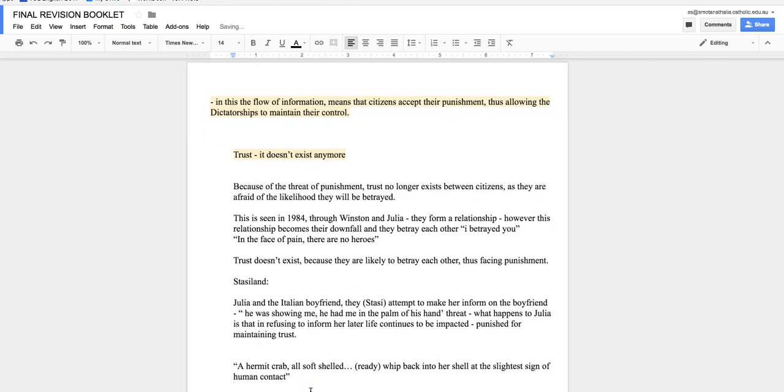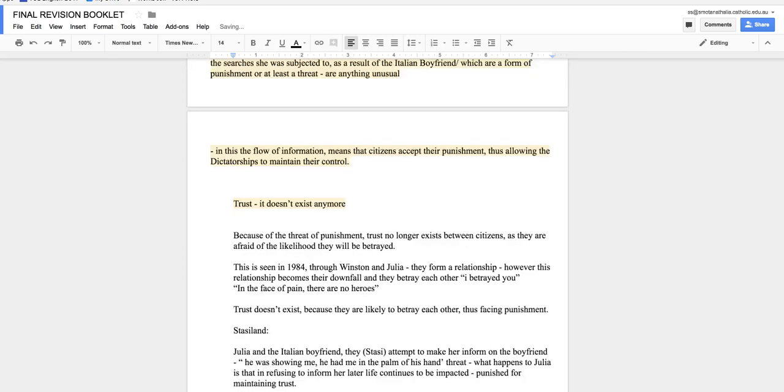So you're saying that trust doesn't exist, and when it does, in the case of Stasiland, the individual is punished for it. You could argue that trust is only in the regime. So I hope that was helpful. I hope that made some sense.